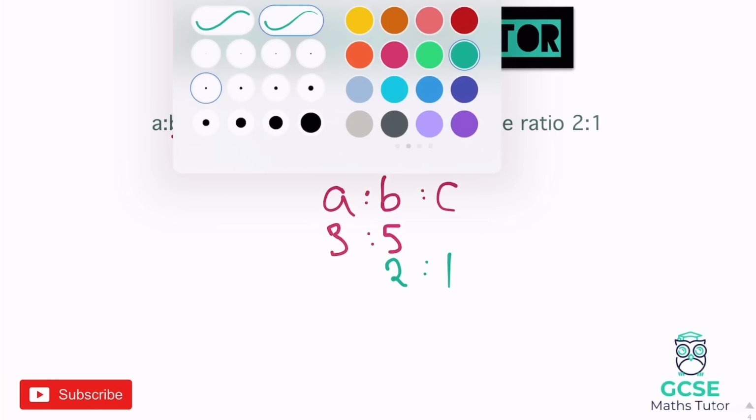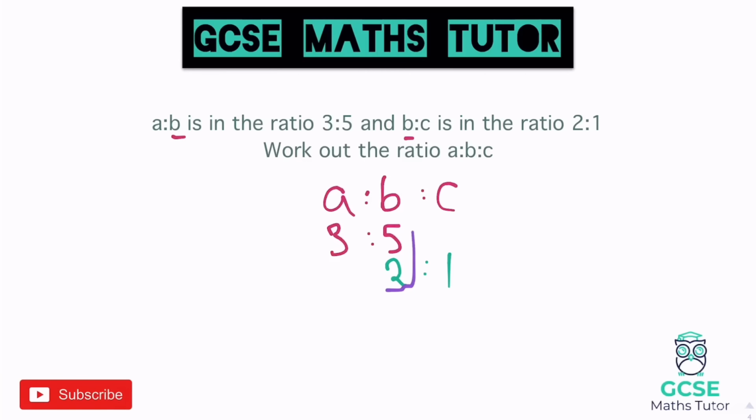Now looking at this, if I can make these middle numbers the same, I can merge these ratios together, I can squish them together essentially. So let's think, 2 and 5 can make 10. If we times the top one by 2, that would make that 5 a 10, and we'd have to times the bottom one by 5. So if we times the top one by 2, that 3 becomes a 6, and the 5 becomes a 10. Looking at the one below, timesing that by 5, 2 times 5 makes 10, which we've already got in the middle, and 1 times 5 is 5, and there's my ratio A to B to C, 6 to 10 to 5.